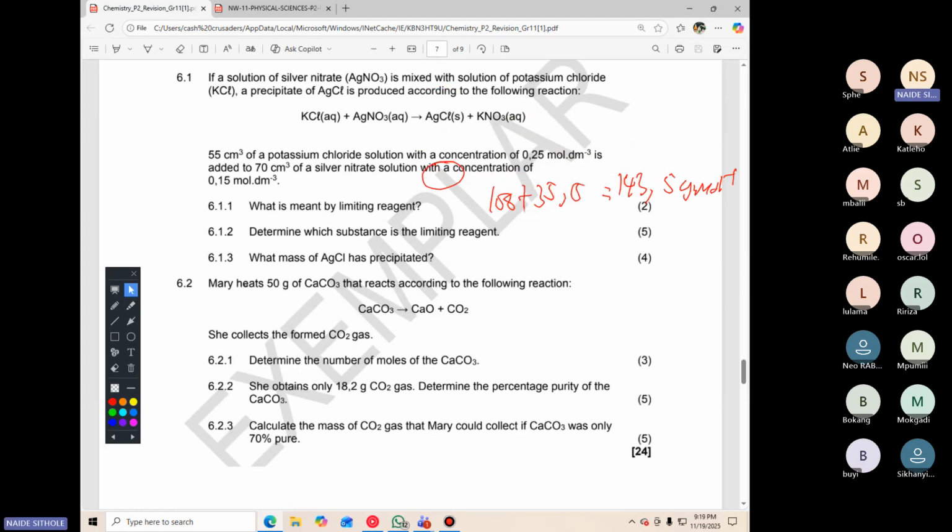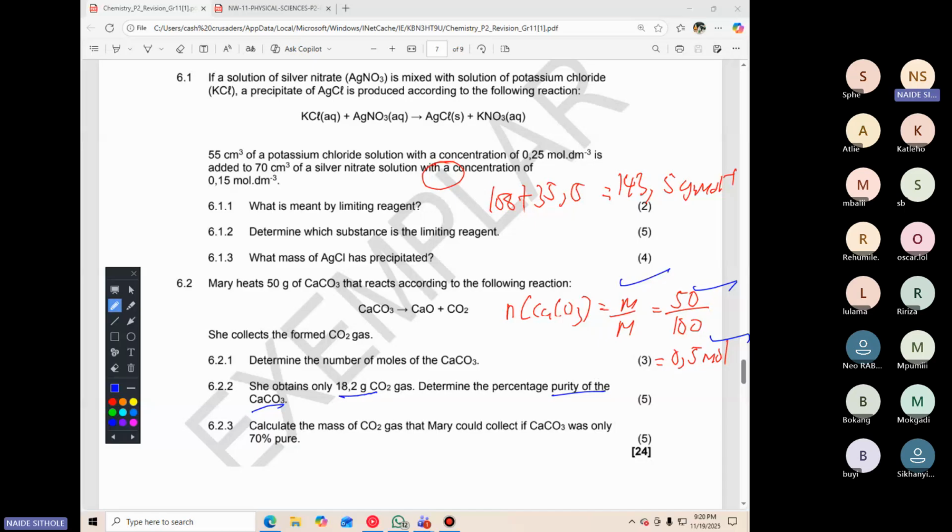And then Mary has 50 grams of calcium carbonate that reacts according to the following reaction. Determine the number of moles of the calcium carbonate. Straightforward: mass over the molar mass. We have 50 grams, and we already know calcium carbonate is 100, so 0.5 mole. So formula, substitution, correct answer. She obtains only 18.2 gram carbon dioxide gas. Determine the percentage purity of the calcium carbonate.